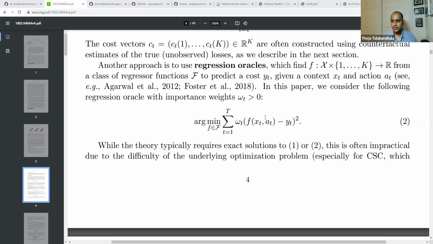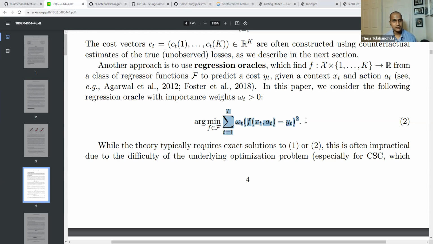So this is giving a score, and the score they're trying to match to the actual reward. YT is the reward that you would get if you played action A. For example, YT could be 1 if a sale happened, or 0 if a sale did not happen. So in equation 2, they are saying if you have collected data, you can solve a problem which just looks like regression. You can try to find a policy. This is argmin, minimizing a loss function.